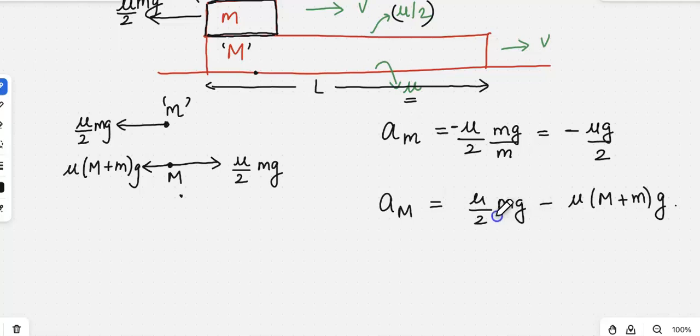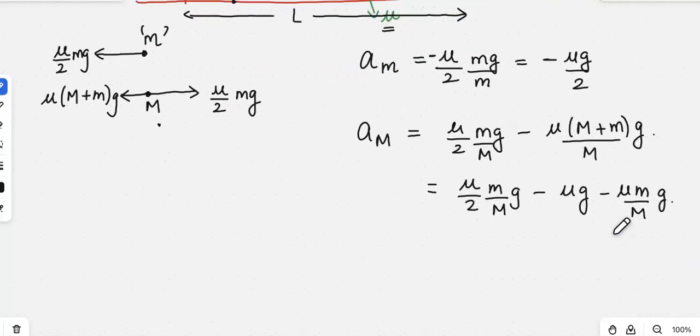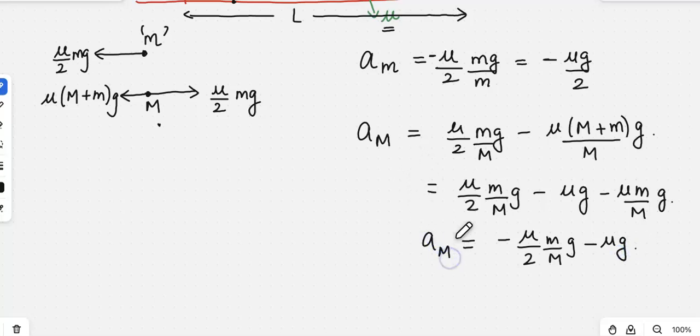Now divide by capital M because we need acceleration. So I will divide it by capital M. So this will be mu by 2 small m by capital M g minus mu g minus mu small m by capital M into g. So now this will be minus mu by 2 small m by capital M into g minus mu g. So this is the acceleration of capital mass M.